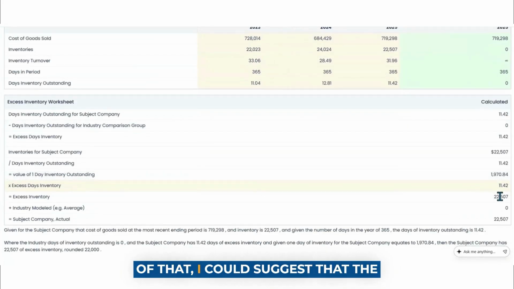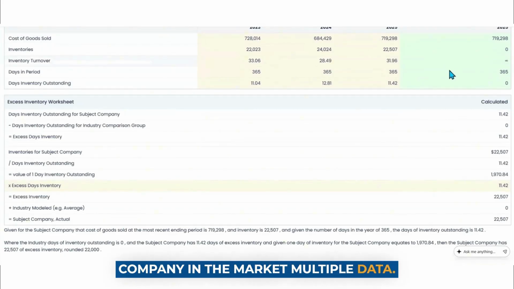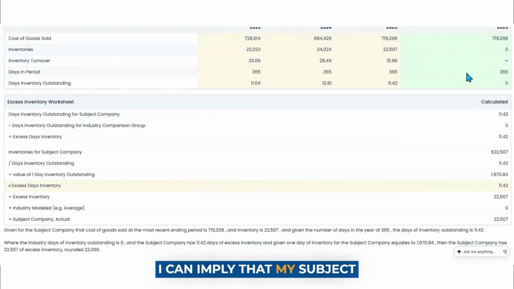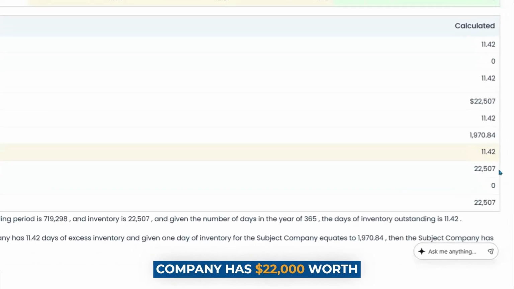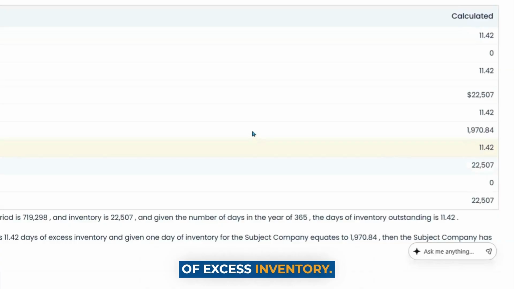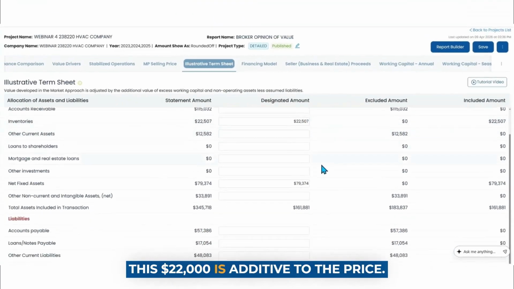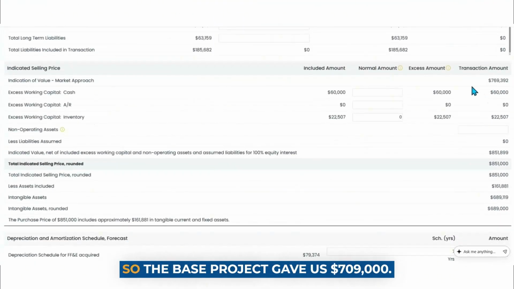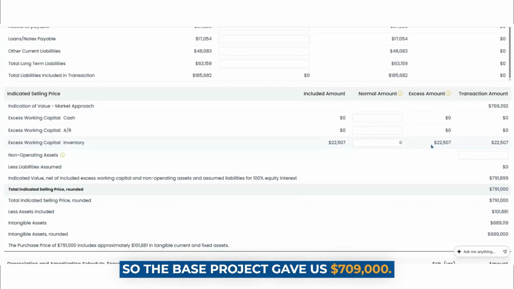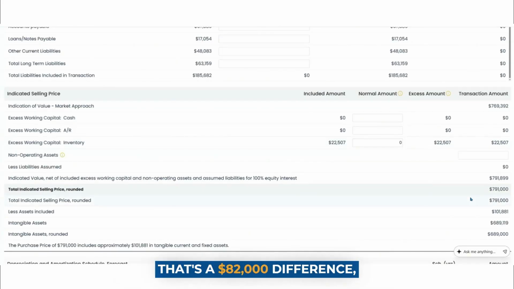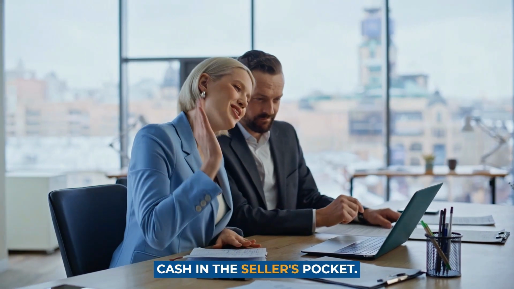And because of that, I could suggest that the average company in the ProSite data probably equals the average company in the market multiple data. I can imply that my subject company has $22,000 worth of excess inventory. This $22,000 is additive to the price. So the base project gave us $709,000. The detail project gave us $791,000. That's an $82,000 difference, cash in the seller's pocket.